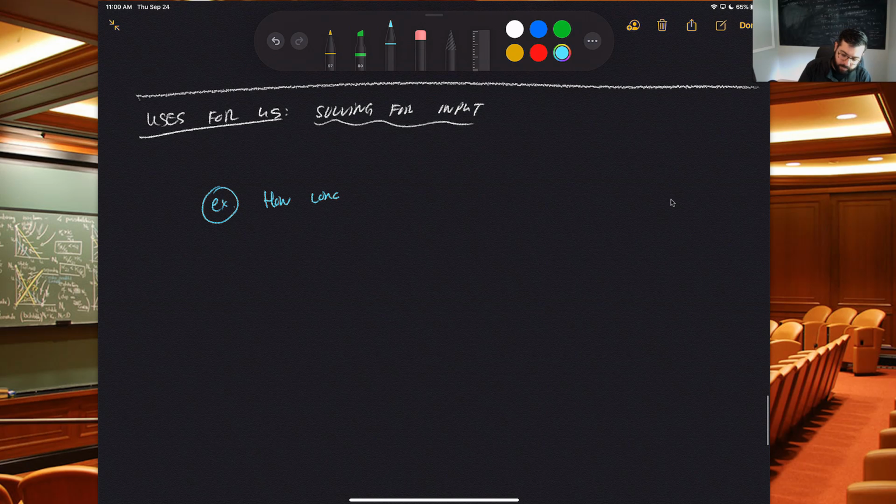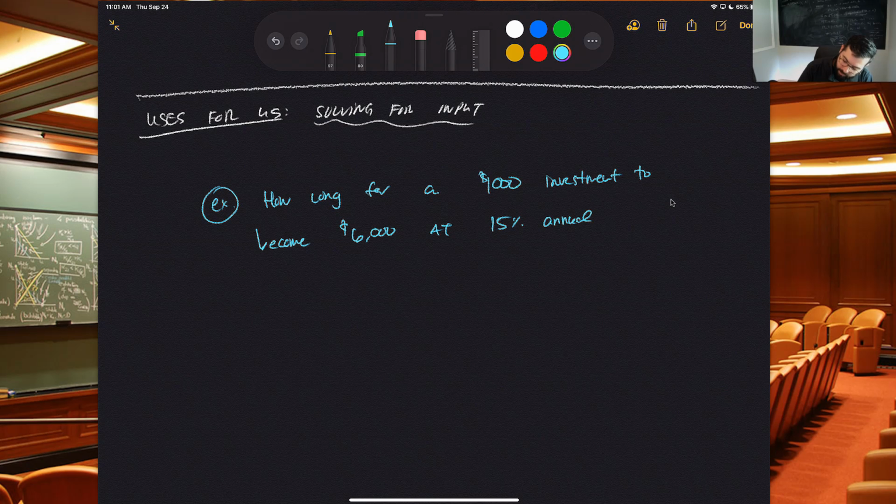So let's say we had a problem, we had similar problems to this, where it was, how long for a $1,000 investment to become, using caveman speak here to kind of speed it along, $6,000 at 15% annual interest? Let's say we got a really aggressive portfolio out there. Don't share your secret. So how do we do it? Well, that means our output was 6,000. Our initial value was 1,000, and we're earning 15%, and we're looking for t, right?